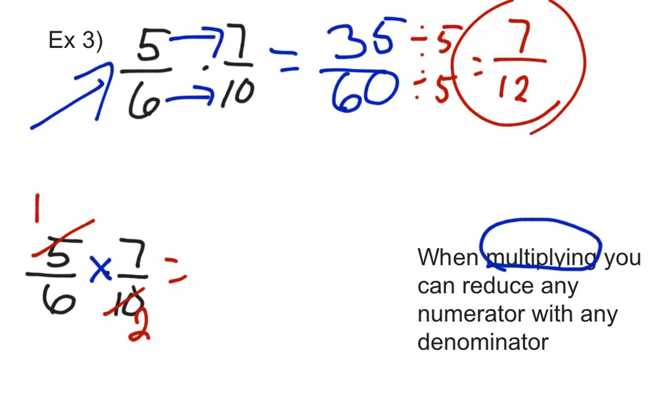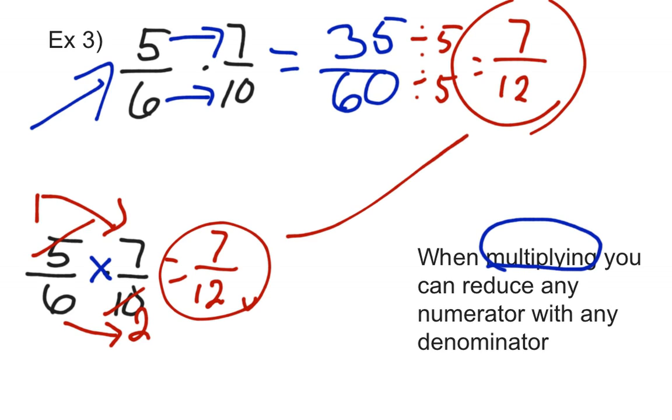Now, once I do that reducing before I multiply, I can go ahead and finish the problem, just like before. The numerators, 1 times 7 gives me 7. The denominators, 6 times 2 gives me 12, and you'll see that we get the same answer as before.